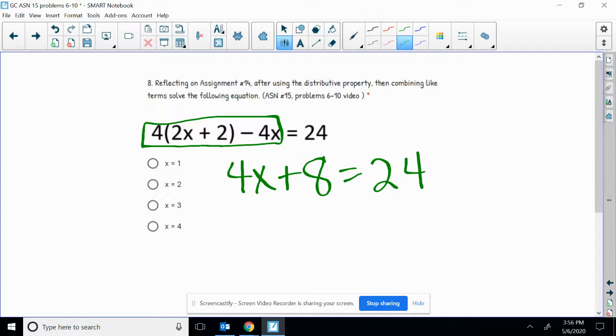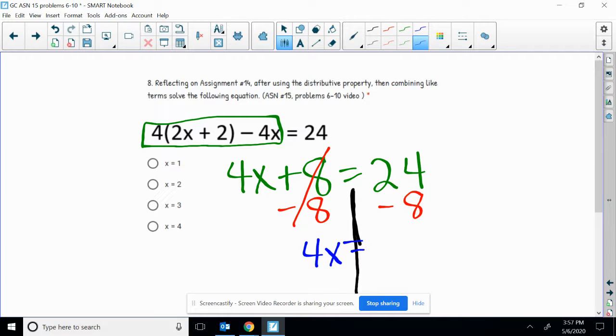I have plus 8, so I'm going to subtract 8 because I know 8 minus 8 is 0. I can do anything to one side of the equation as long as I do the same thing to the other side of the equation. So I'm going to subtract 8 on this side of the equal sign as well. 8 minus 8 zeroes itself out. What I have left is 4x equals 24 minus 8, which is 16.